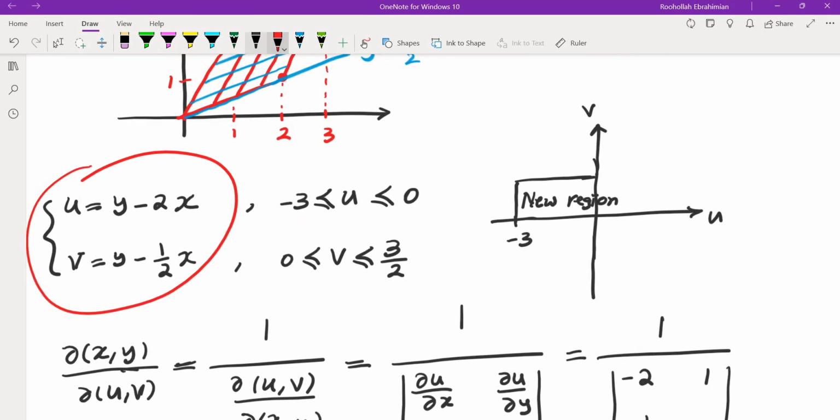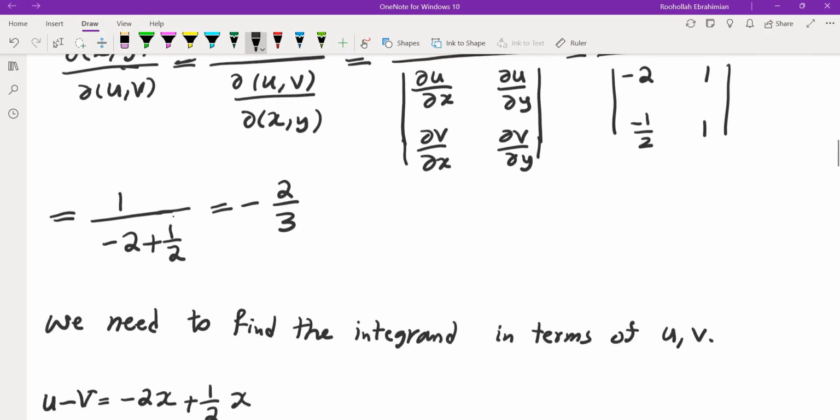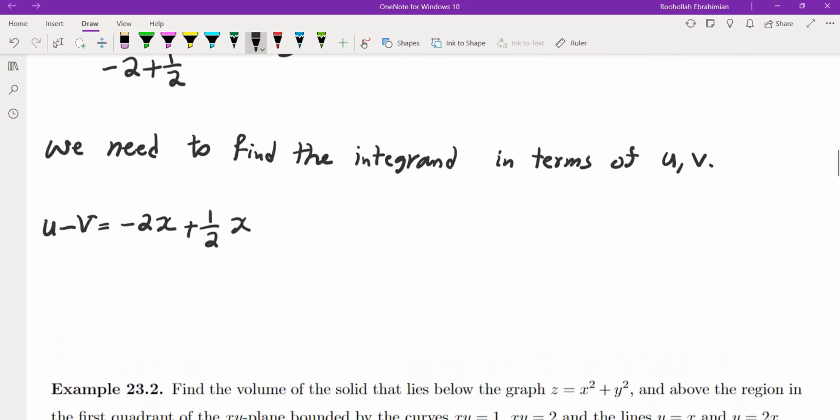Well, one way would be elimination. So we could subtract the two equations and eliminate y. So if we do that, we get u minus v equals -2x minus 1/2 x, or I believe it should be plus 1/2 x. And this is -3/2 x. So from here we get x equals -2/3 times u minus v.